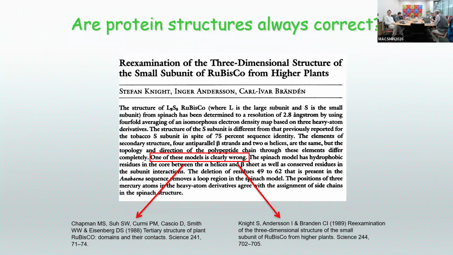I went back. Okay, so the question is, are the structures always correct? So this is, of course, a classic of Carl Branden's statement: one of these models is clearly wrong. That was the famous case of Rubisco that David Eisenberg's group traced exactly backwards. And of course, that type of problem is no longer a problem.